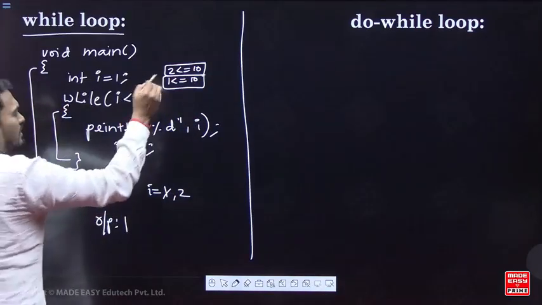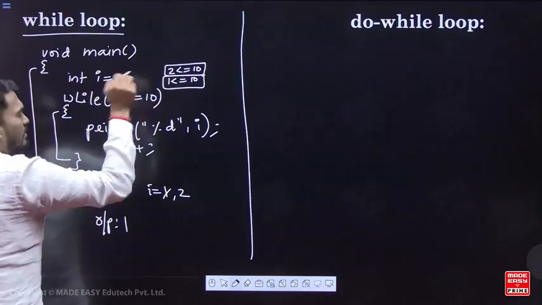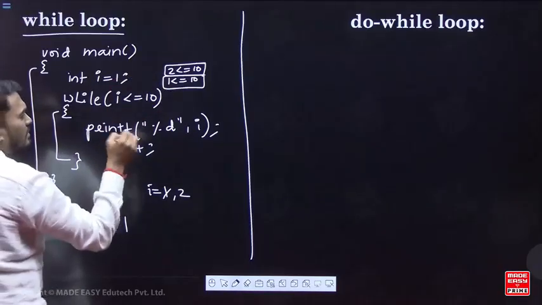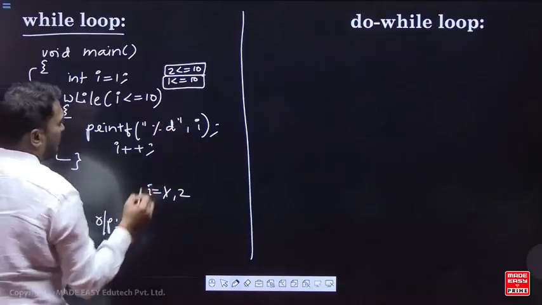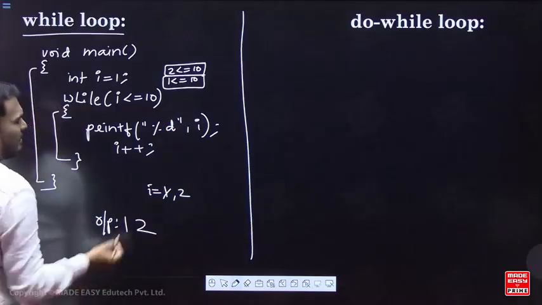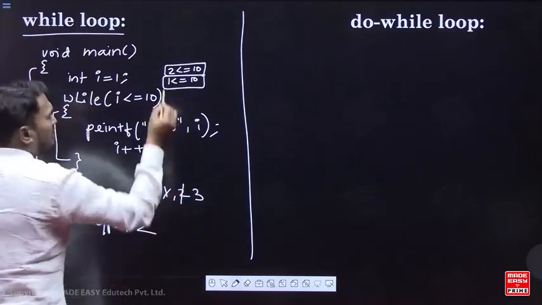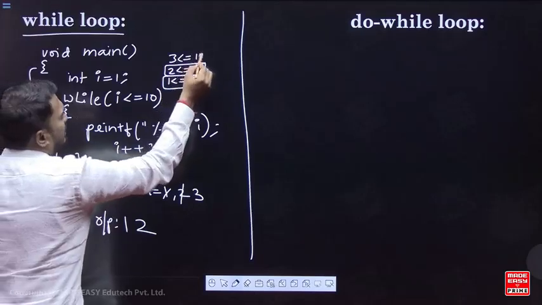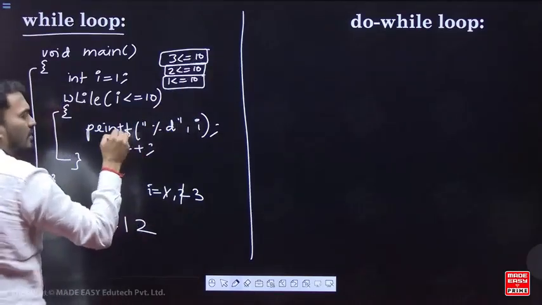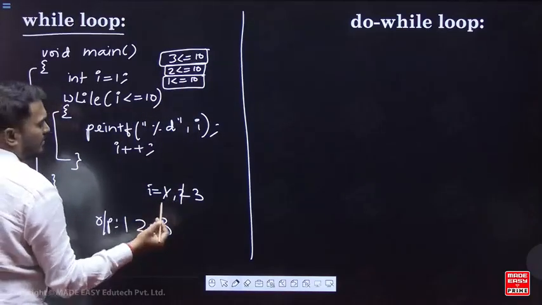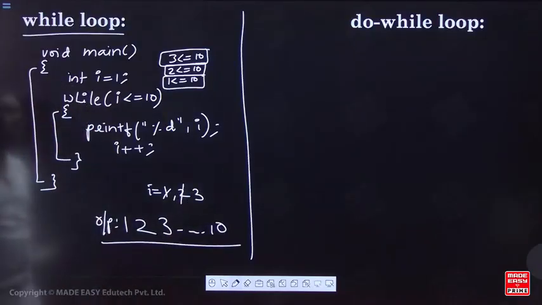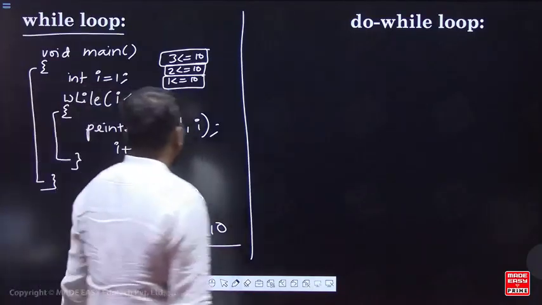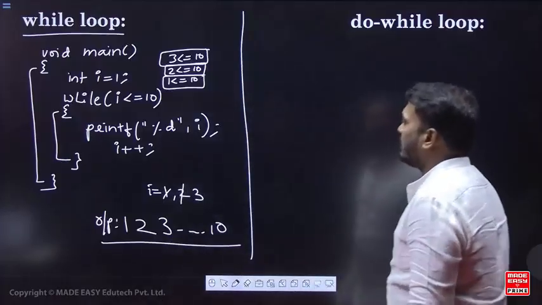2 less than or equal to 10 is what? True. If it is true, again you print percentage d, i. So i value is how much here? 2 now, so 2 will be printed. And next you say i plus plus, i value is 3, so again 3 less than or equal to 10, true or false? True. So print percentage d, i value is 3, 3 will be printed. So the same thing will continue till 10. This is simple, everyone can understand, right? So nothing much to explain in this.